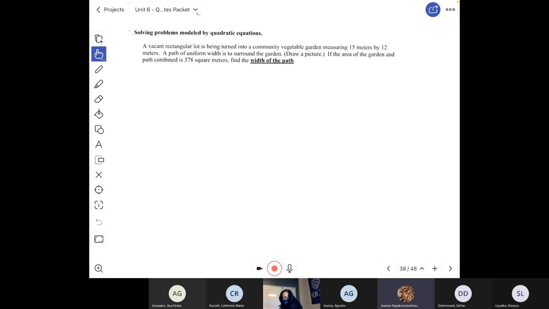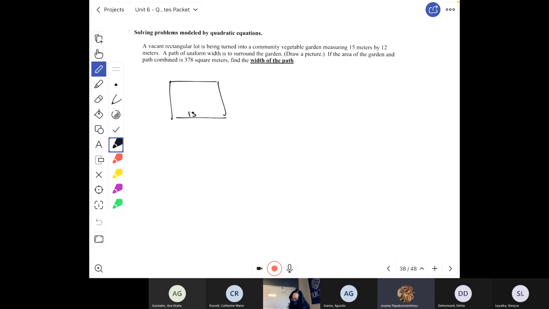A vacant lot is being turned into a community vegetable garden. Let me draw my little vegetable garden. My little vegetable garden is measuring 15 by 12. Now, needless to say, I may not draw this to scale, but there I have my 15 by 12 little vegetable garden. Now, a path of uniform width is to surround the garden. There's my path surrounding the garden. Let's assume that's uniform width.